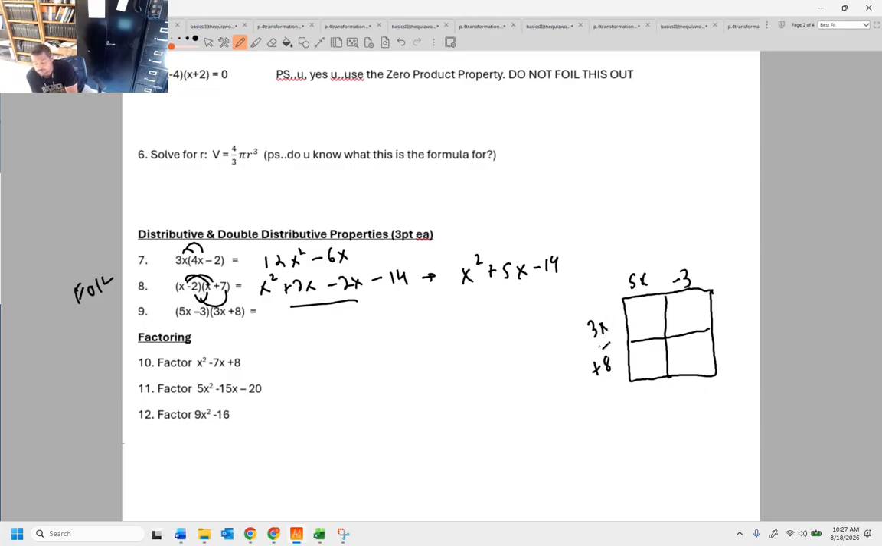Try drawing a box. 3x times 5x is 15x squared. 3x times -3 is minus 9x. 5x times 8 is 40x. 8 times negative 3 is minus 24. And you'll notice the cool thing about the box is your like terms are along the diagonal. Put them together. 15x squared plus 31x minus 24. Of course, I like the FOIL method.